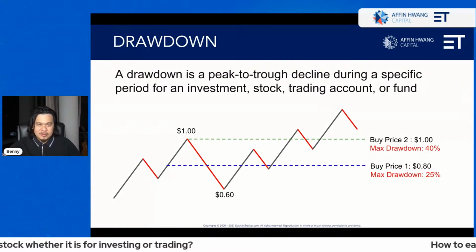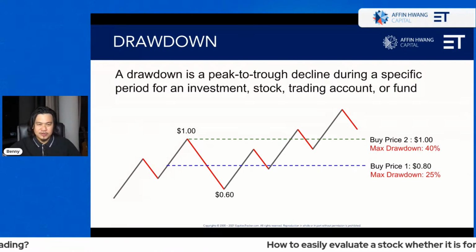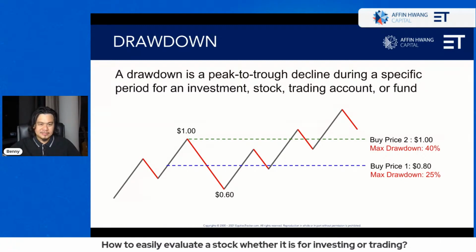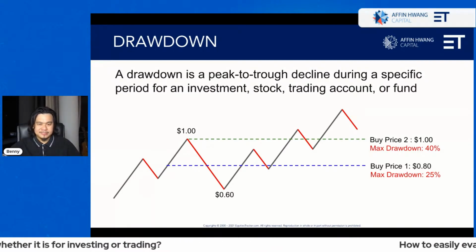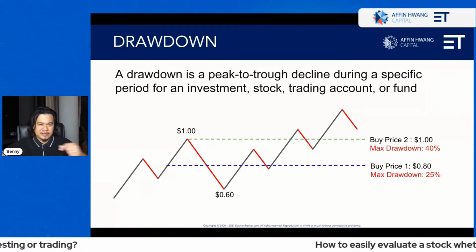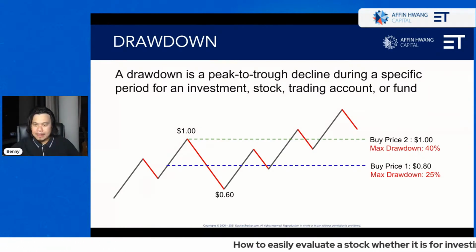Now, of course, if you bought at the bottom at 60 cents, in this case, you will not have a drawdown. Anything below 60 cents, you are in the money all the time. But this is just a period of time, right? It depends on where you buy.